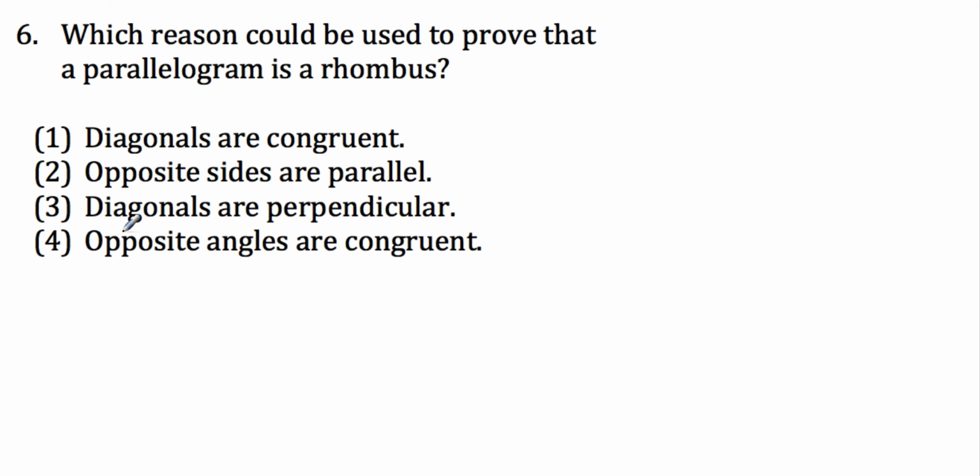Number 6. Which reason could be used to prove that the parallelogram is a rhombus? Diagonals are congruent. That's good. Opposite sides are parallel, but that's true for any parallelogram. Diagonals are perpendicular. Actually, diagonals are congruent comes from the rectangle. So we're going to erase that one. Diagonals are perpendicular. This will be from the rhombus. So choice 3 becomes our answer.